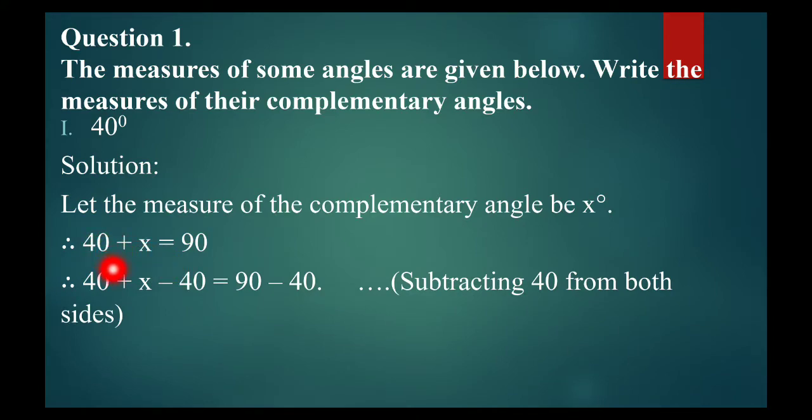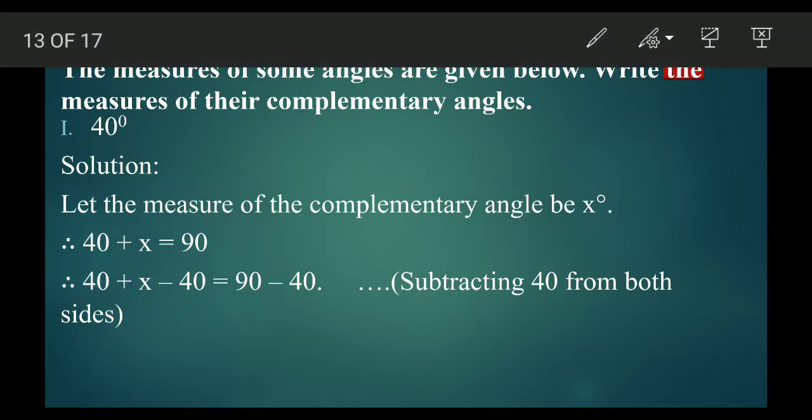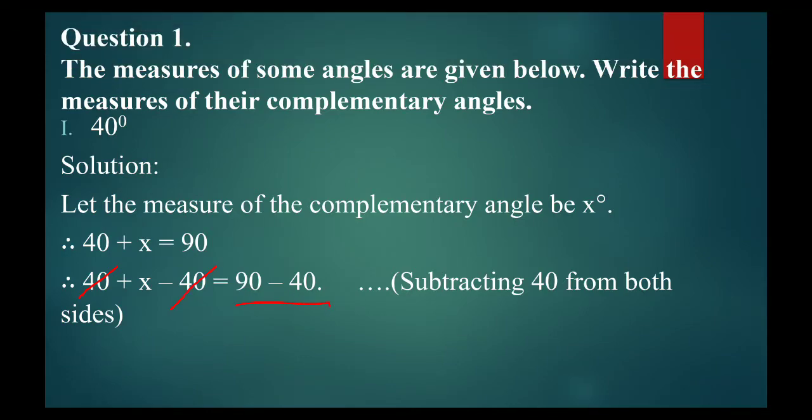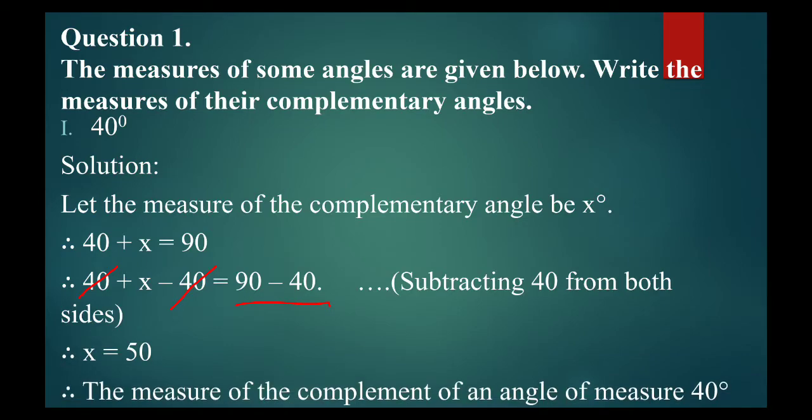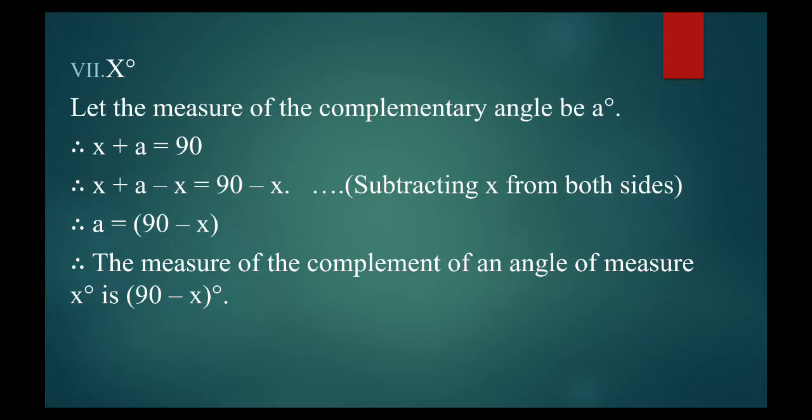I have to remove this 40 from the side of x. So I will subtract 40 from both sides. So when I subtract, children, plus 40 and minus 40 get cancelled. 90 minus 40 is how much? 50. Therefore x value is 50. Understood? Measure of the complementary angle. Complementary angle is how much? The measure of the complementary angle is 50 degrees.